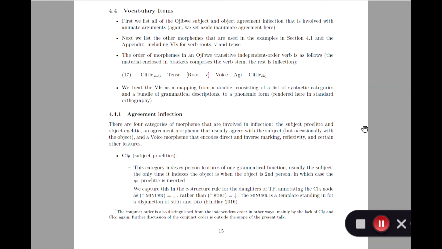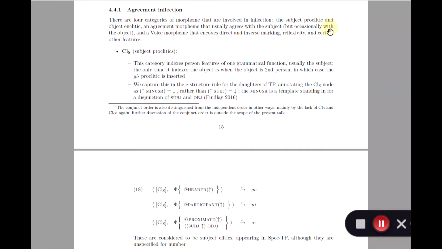And I won't go over each one individually, but I'll briefly talk about the different categories and the items that fall into them. And so we talk about vocabulary items for four categories that are involved in agreement. So there are the subject and object clitics, there's the voice head, which encodes direct and inverse, and there's the agreement head, which agrees with one or sometimes both of the core arguments. And these subject proclitics, we call them subject proclitics because they usually mark features of the person of the subject, although when you have a second person object, it's going to mark features of that instead.